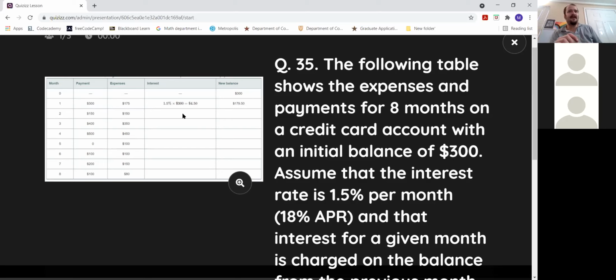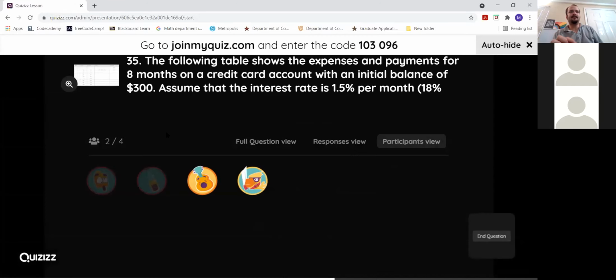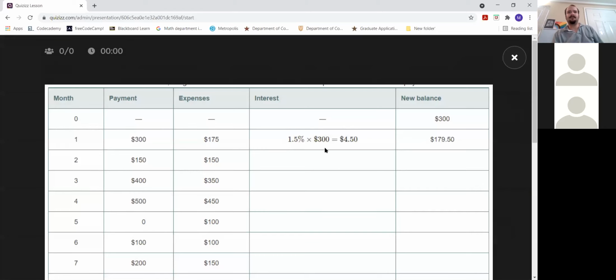Now we're doing what? 1.5% of the previous balance is going to give me the interest here. What are y'all doing? 1.5% of 179.5. Is that what it was? Really? We need a whole section over percent ofs.